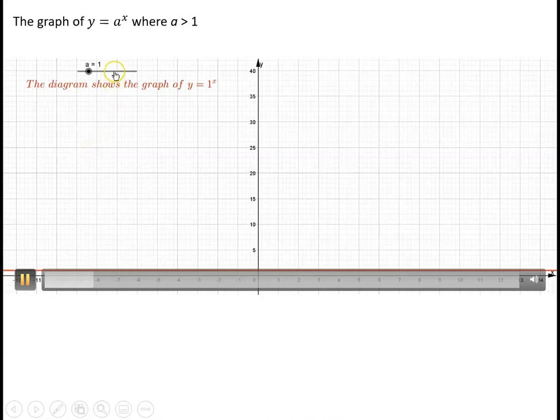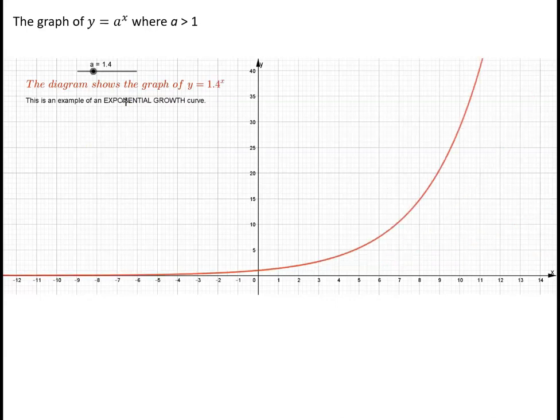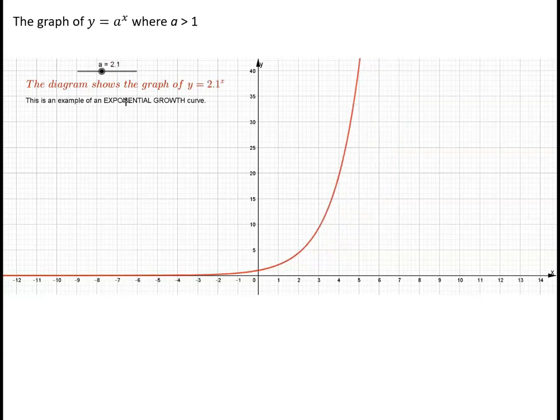So at the moment we've got the graph of y equals 1 to the x, and now if we increase the value of a slowly, we can see that all of the time the curve goes through the point 0, 1. The curve is growing, and what we have here is known as an exponential growth curve. So if you've got y equals a to the x, where a is bigger than 1, we have an exponential growth curve passing through the point 0, 1.